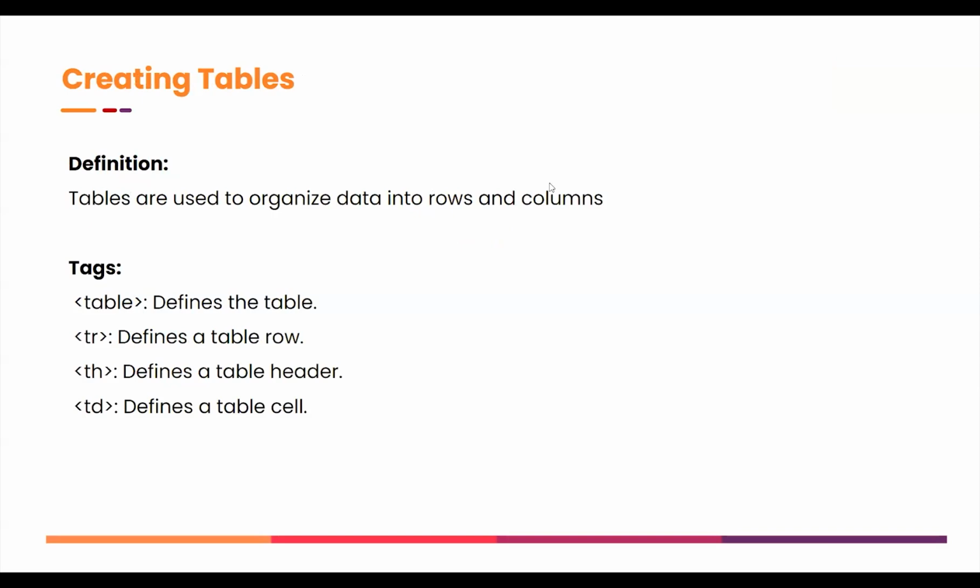A table in terms of HTML is used to organize data into rows and columns. The tag that we use for a table is the table tag. The table will have rows, headers, and cells. That's the TR, TH, and the TD. All those are used in conjunction with the table tag to construct a table. So let's look at the table in action.